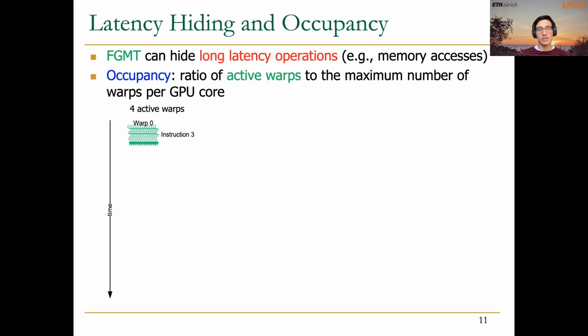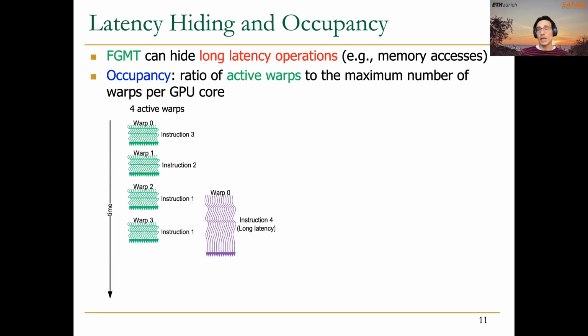And here you can see in this slide a very simplified, toy example of what's the impact of the occupancy. Imagine in this toy example that we have 4 active warps, and at some point in time we are executing instruction 3 for warp 0, and after that we launch instruction 2 for warp 1, and after that instruction 4 for warp 0. But it turns out that this instruction 4 is a long latency operation, an access to global memory. While we are waiting for instruction 4 to complete for this warp 0, we can continue the execution of instructions in the GPU core pipeline.